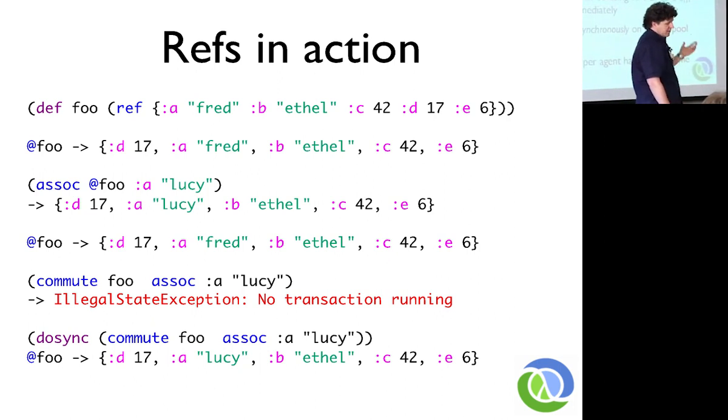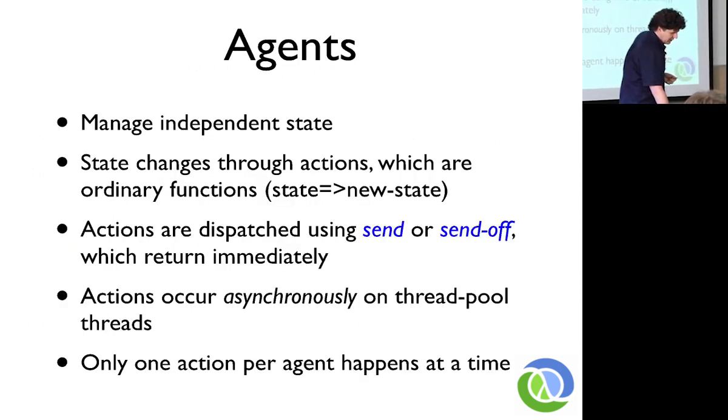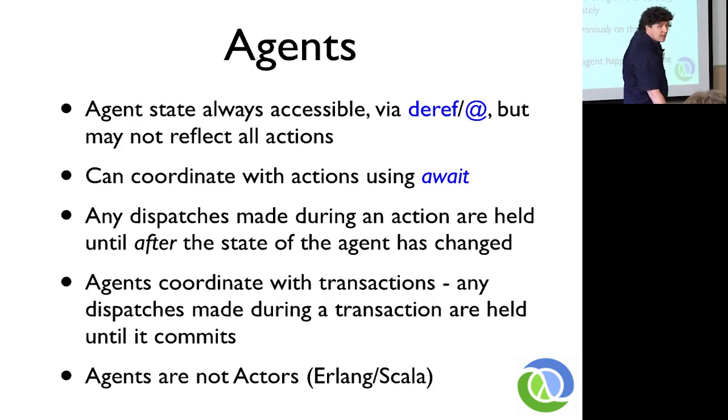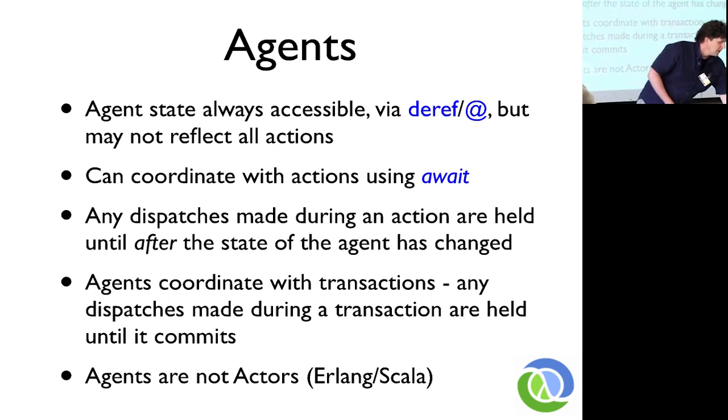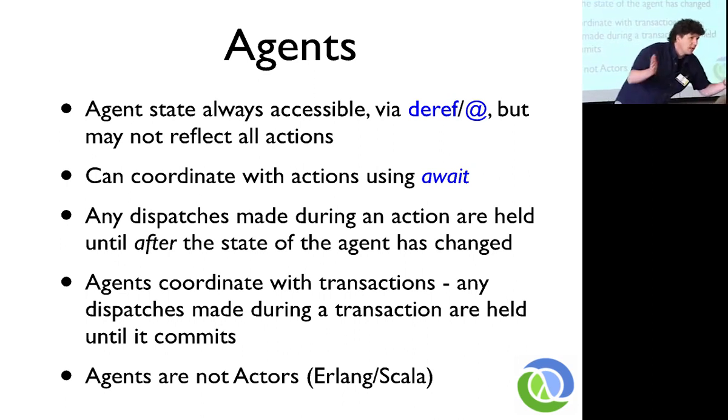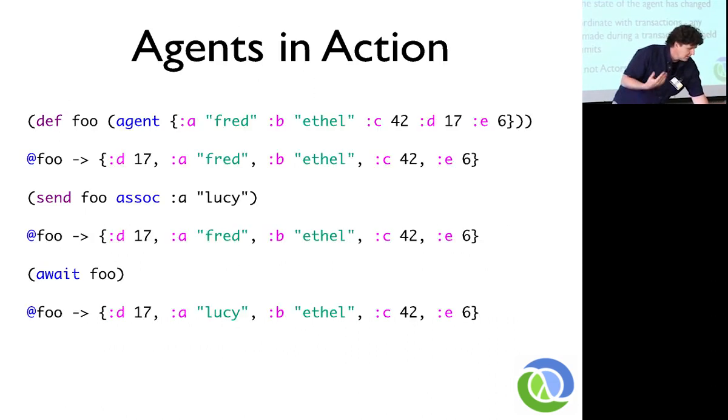I only have 5 minutes left, so I'm not going to have too much time to talk about this. Agents do independent state. It's sort of a message system where you say send. The things you're going to send are going to be functions. They'll make the change in a thread pool at some point in the future. There's no way to coordinate more than one of these changes at the same time. They're not the same as actors.